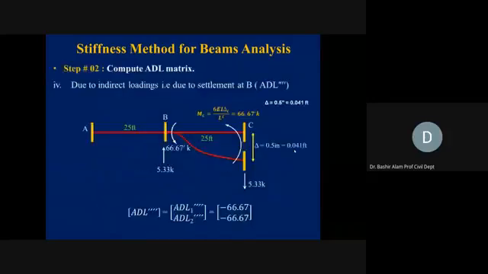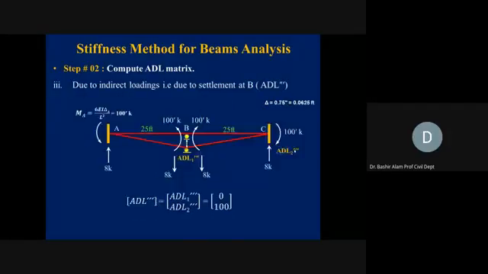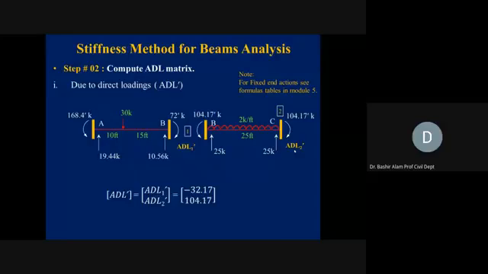So let's go to the AML matrix now. The AML matrix was generated here. This was from the direct loading. So we have plus 19.44. This is due to the direct loading. Did you write now 19.44?